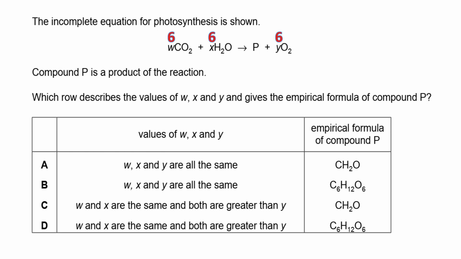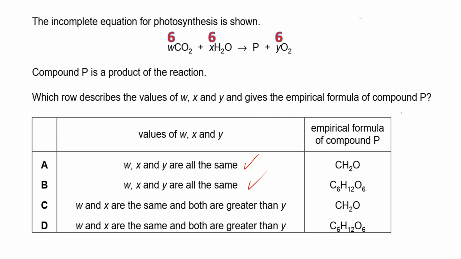So what's the relation between W, X, and Y? The values of W, X, and Y in the first column are the same. Yes, all equal 6. Each one of them equals 6. So A or B? The answer is A or B. Now for the empirical formula of compound B.